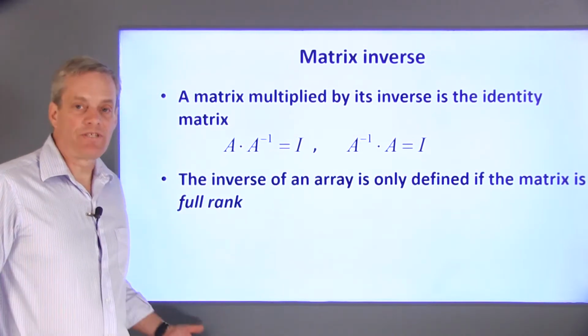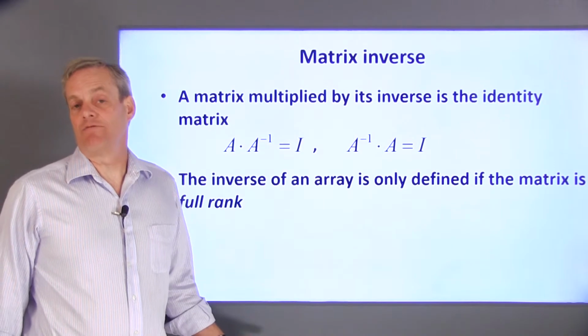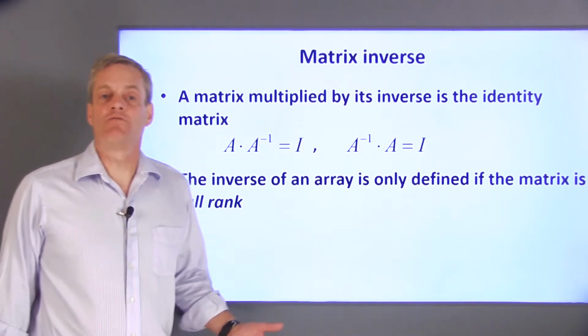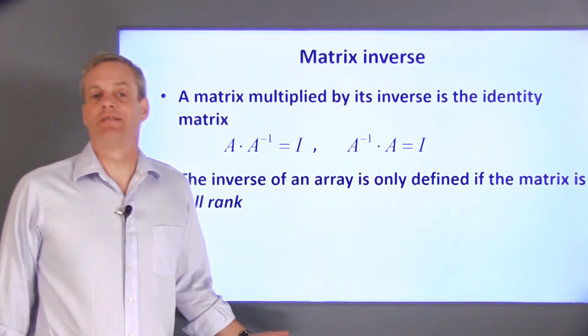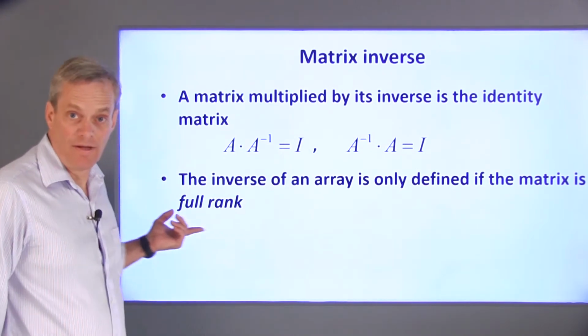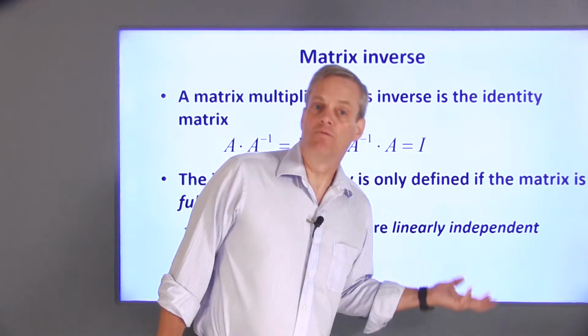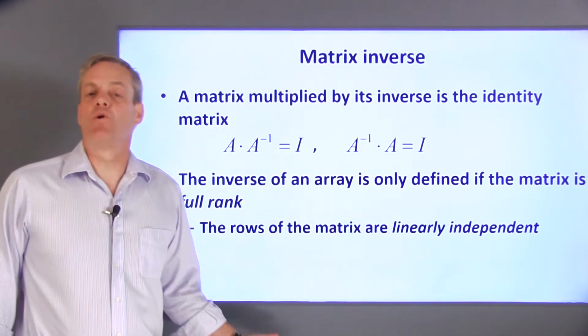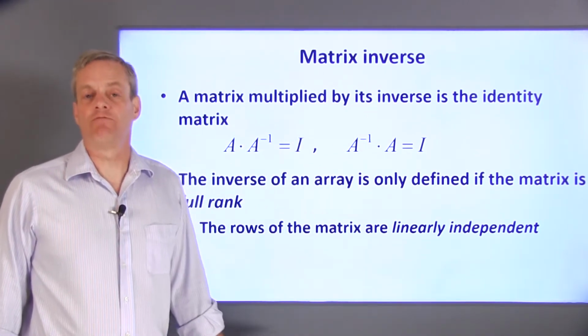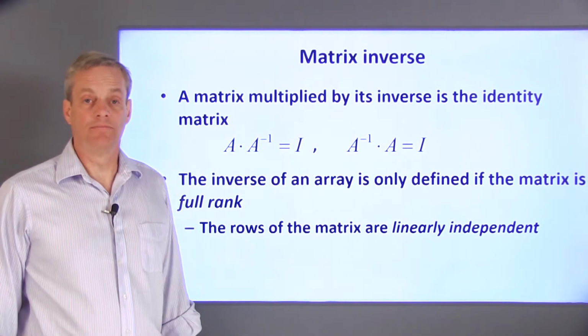Also, as with scalars, the inverse isn't defined for all matrices. The condition for a matrix to be invertible is that the matrix is full rank. This means that the rows of the matrix are linearly independent, which is a way of saying that every row of the matrix has to contain separate information from all the other rows.